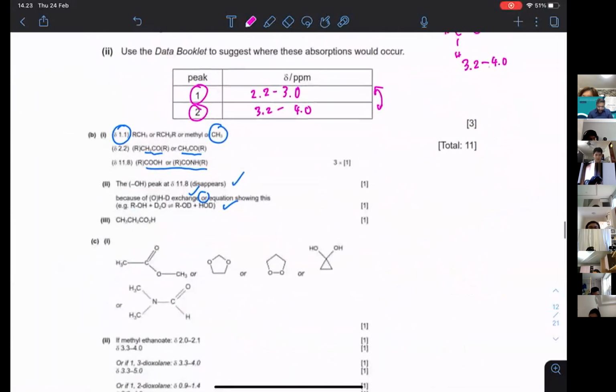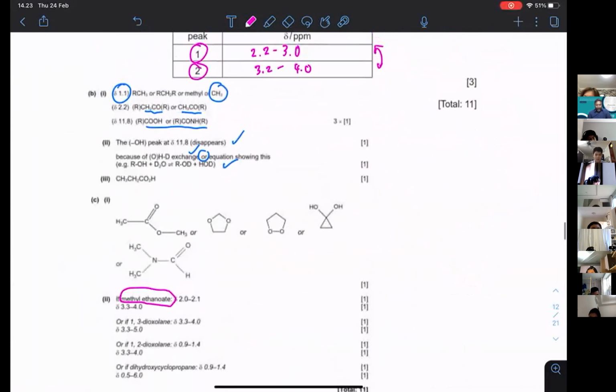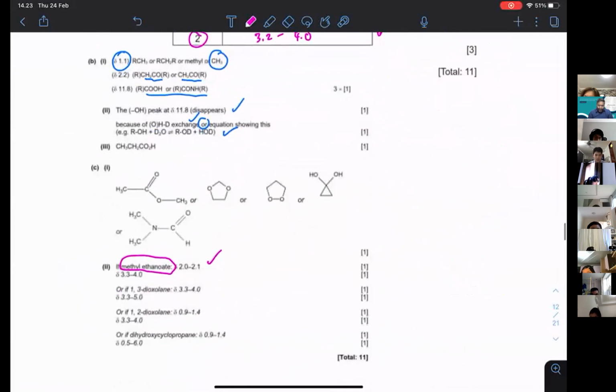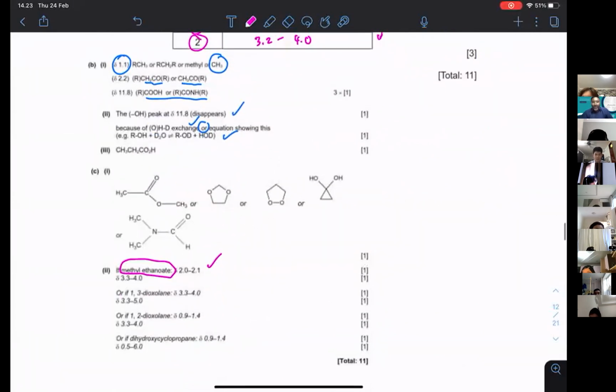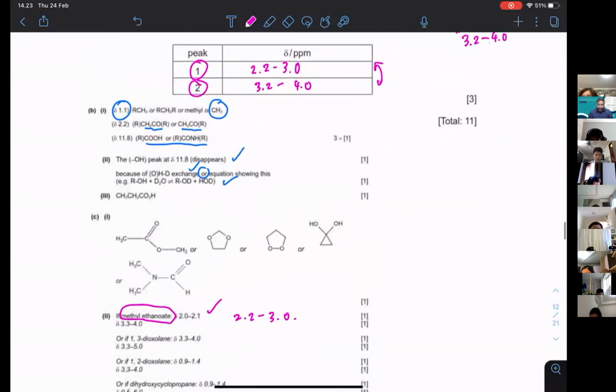You can see here, they say if you use methyl ethanoate, which is what we are using now, it's either 2.0 to 2.1. I think this one follows the previous data booklet. So this one, no problem. It's not 2.0 to 2.1, it's 2.2 to 3.0, and then you have 3.3 to 4.0, which is 3.2 to 4.0.